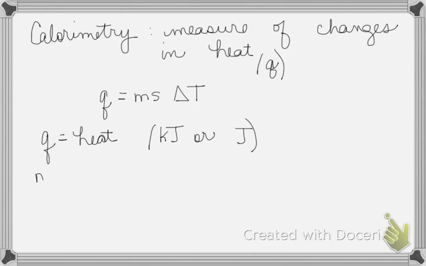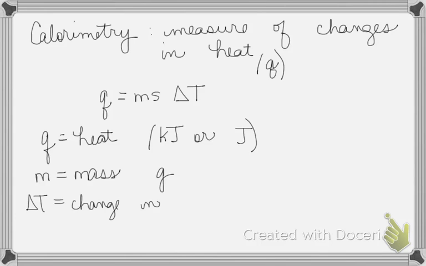A little m, what does that stand for? You think? It stands for mass. When you're using this formula, mass needs to be in grams. So if you see it in kilograms, you've got to convert it to grams, okay? I'm going to skip S for just a second, and I'm going to talk about delta T. What does that delta mean? Change in. T is temperature, so delta T would mean the change in the temperature.